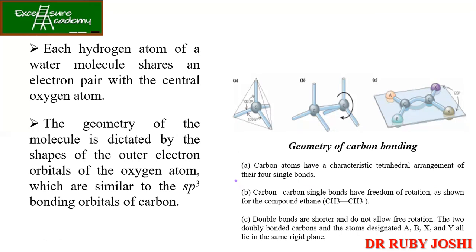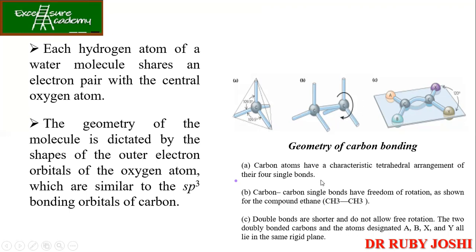But of course, once you go into your higher studies, you tend to forget your basics. So that's okay. That's normal. But you can revise. So carbon atoms have the characteristic tetrahedral arrangement of their 4 single bonds. So this is the tetrahedral structure. Then, like in the case of ethane, you have the freedom of rotation over here, like this arrow mark is given.